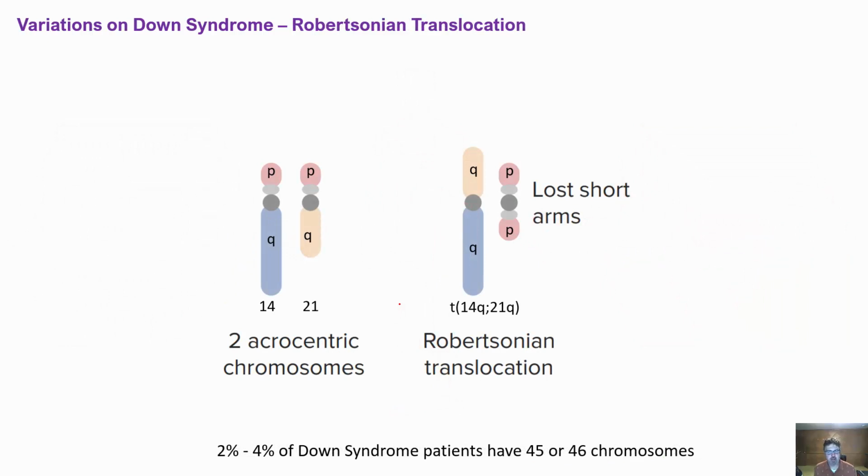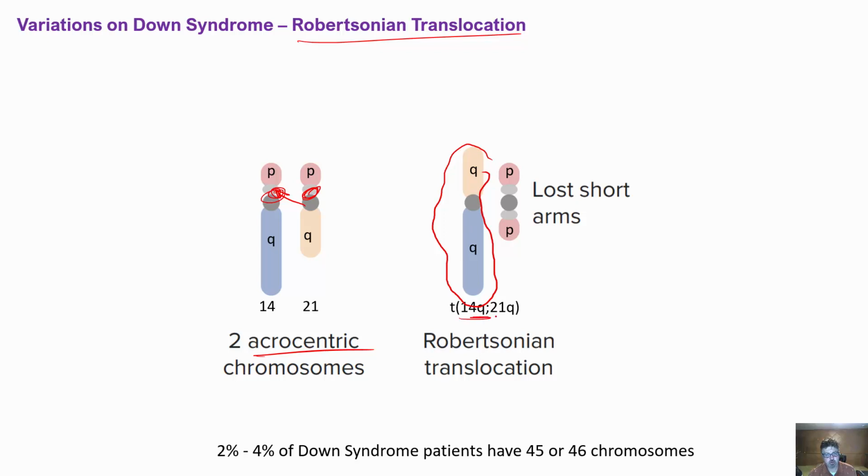Now, another way where we can have Down syndrome is with a Robertsonian translocation. What this is basically, with Robertsonian translocation, is you have a fusion of the 2 Q arms. So you'll notice here we have the acrocentric chromosome. So the centromeres are towards the short side here. So we have a short P arm here and then longer Q arms. And what can happen is that this Q arm can come over here and fuse together. And now we have a chromosome with 2 Q arms. And so this is what we call a translocation.